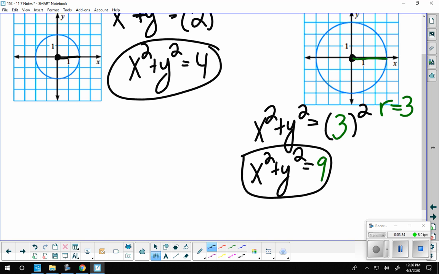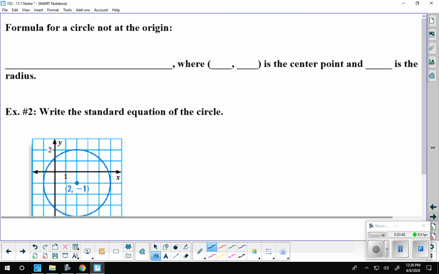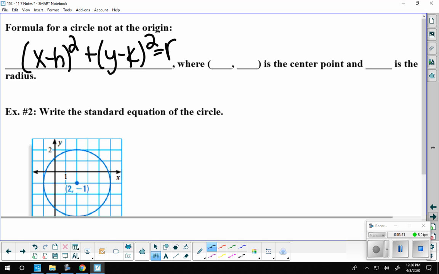All right, now that's only if the center of your circle is at the origin 0, 0. Now what if it's not at 0, 0? What if I move it left, right, up, or down? Now here's the new equation. x minus h quantity squared plus y minus k quantity squared equals r squared. Okay, so notice the difference. This minus h and minus k are new. The center is actually at positive h and positive k.